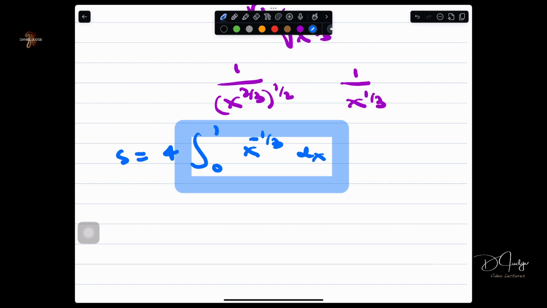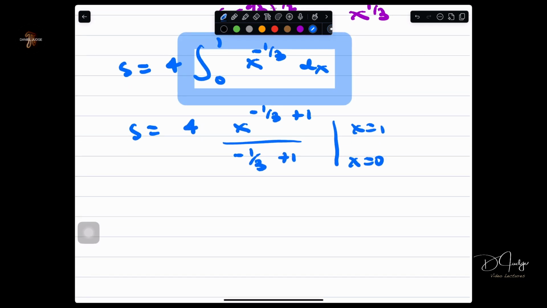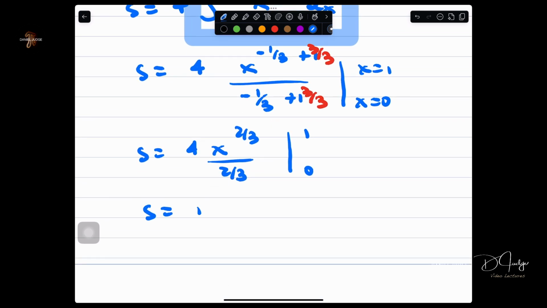And let's multiply that by 4. 4 x to the negative 1/3 plus 1 over negative 1/3 plus 1. We evaluate that from x is 0 to x is 1. That's 3/3, so 4x to the 2/3 over 2/3 from 0 to 1. 4 times 3/2 x to the 2/3 from 0 to 1.